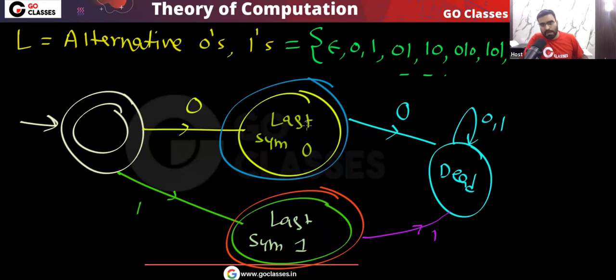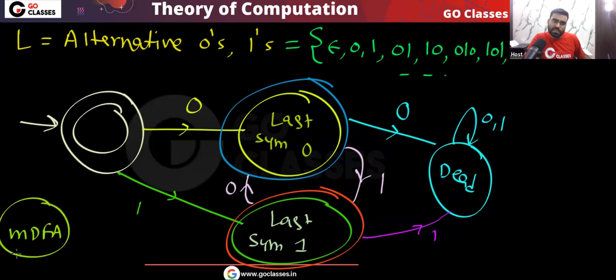Now something interesting. In this state, the last symbol was 0. If 1 comes, where should I go? This state is saying that the last symbol was 0. If 1 comes, then the last symbol is 1. And in this state, which is saying the last symbol was 1, if 0 comes, then the last symbol will be 0. Okay, that's it. This is your minimal DFA. This has 4 states.